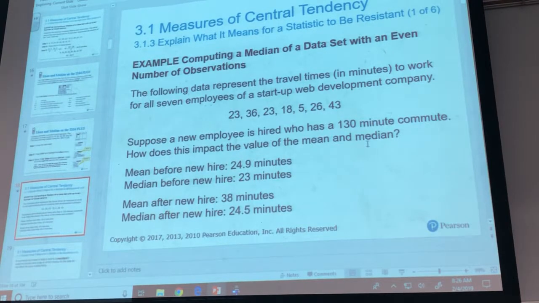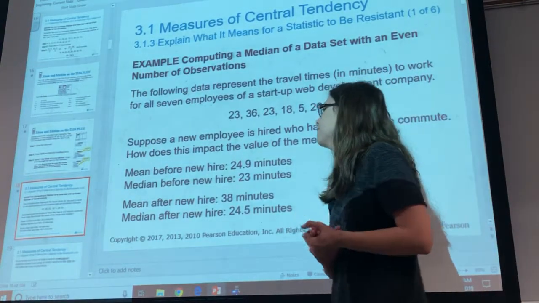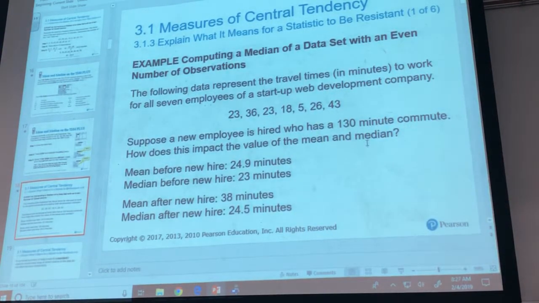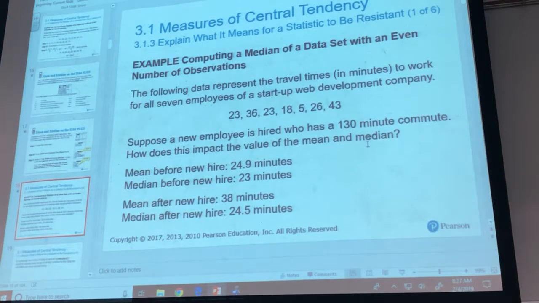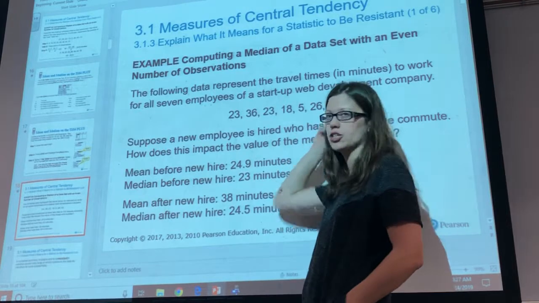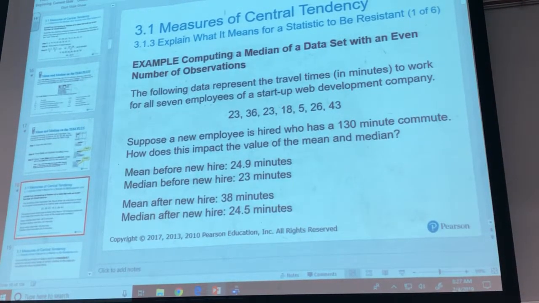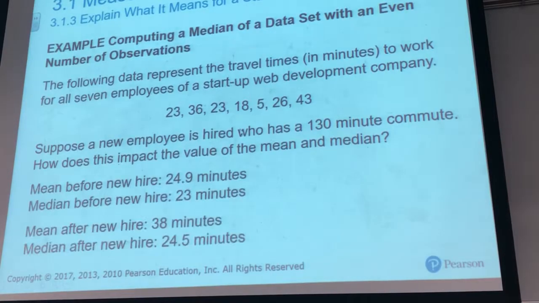So originally we had these 7 people who were averaging about 23 to 25 minutes, depending on which one you use, for their morning commute. When we threw in this new person who had a really long commute, it kind of changed these a little bit. So we're going to look at what this large number did to our mean and our median. That's going to bring us our next definition.